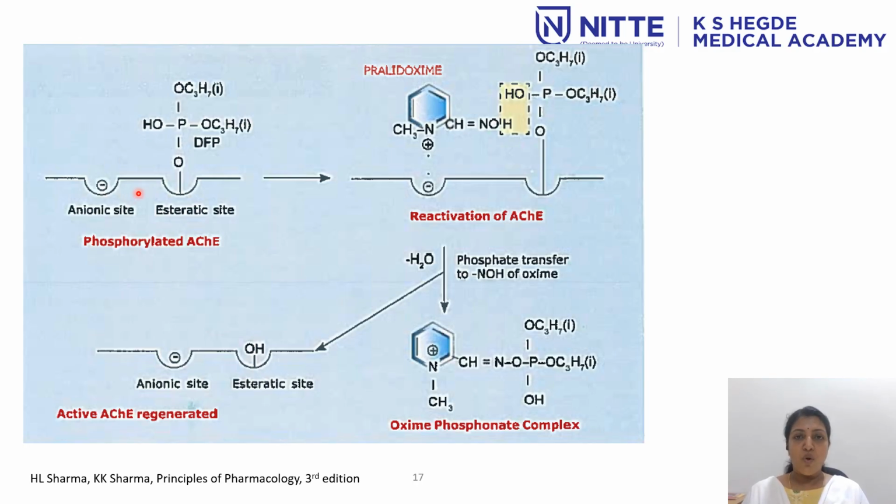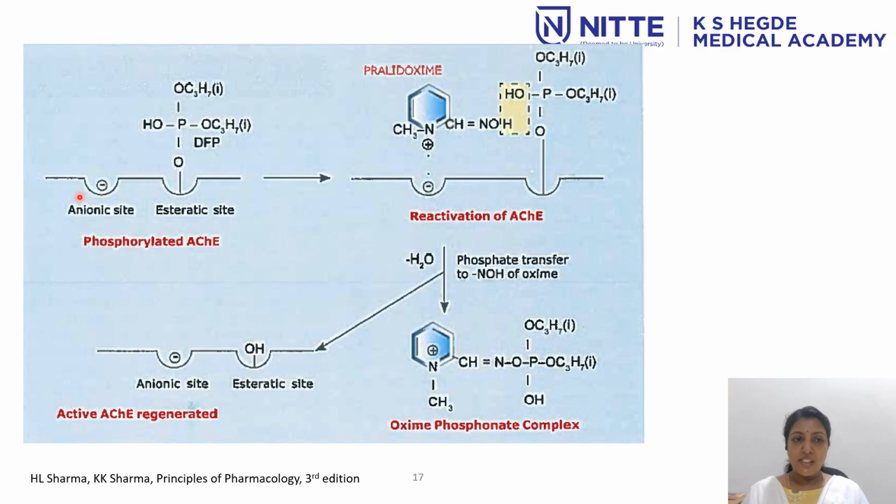So what happens when you give oximes? You can see the phosphorylated cholinesterase enzyme here, and then you have the pralidoxime. Pralidoxime will go and bind to the anionic site, which is vacant after the cholinesterase is phosphorylated. This oxime molecule, that NOH of oxime, has high affinity for this phosphorus atom. So what will happen? Oxime phosphonate complex will form. Once this oxime phosphonate complex is formed, it diffuses out, leaving this cholinesterase enzyme reactivated.